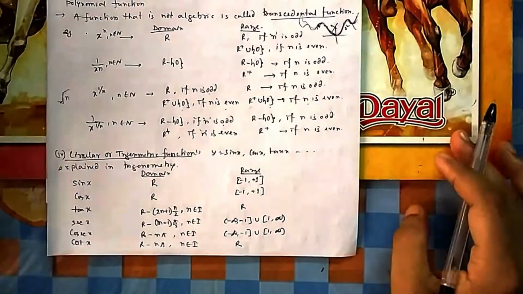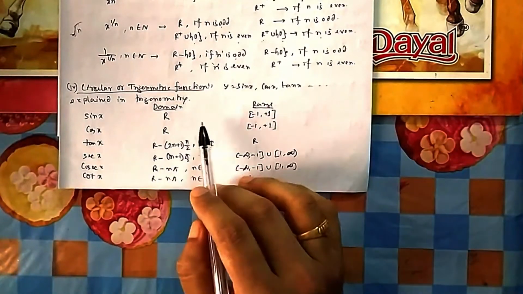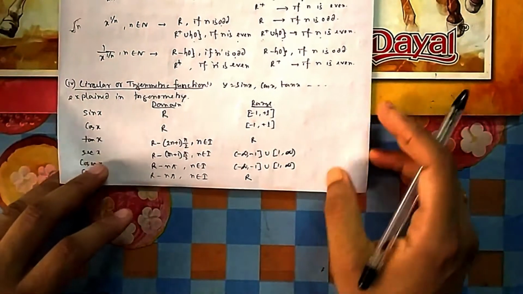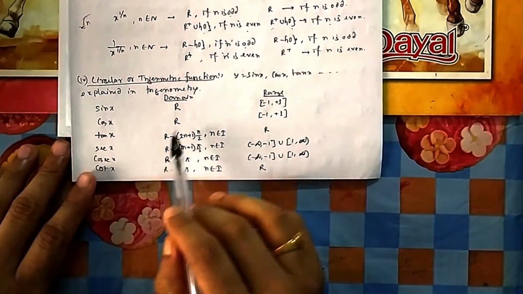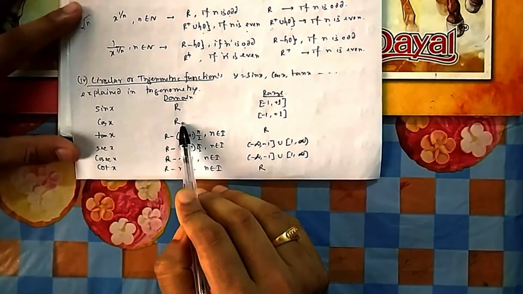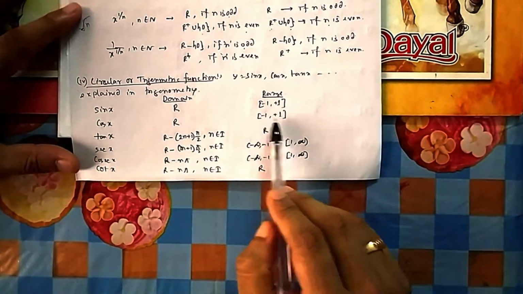Next, circular or trigonometric functions. We have already discussed this in trigonometry, I am just giving you one more recap. Sin x, cos x, tan x. So for sin x and cos x, the domain is any number, you can put all values, but the output is from -1 to 1.